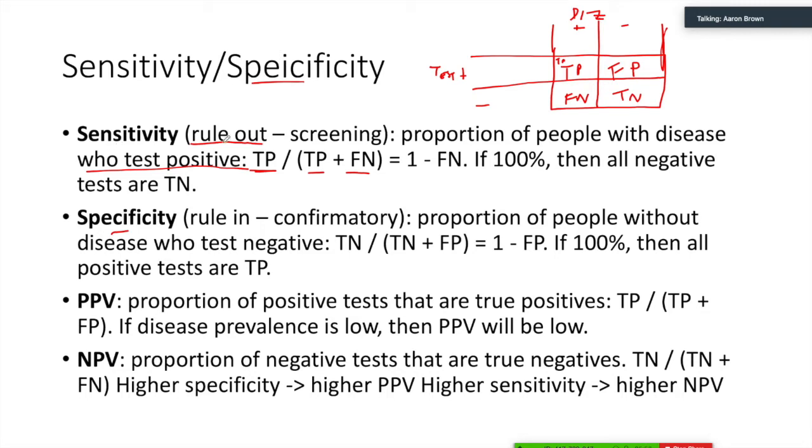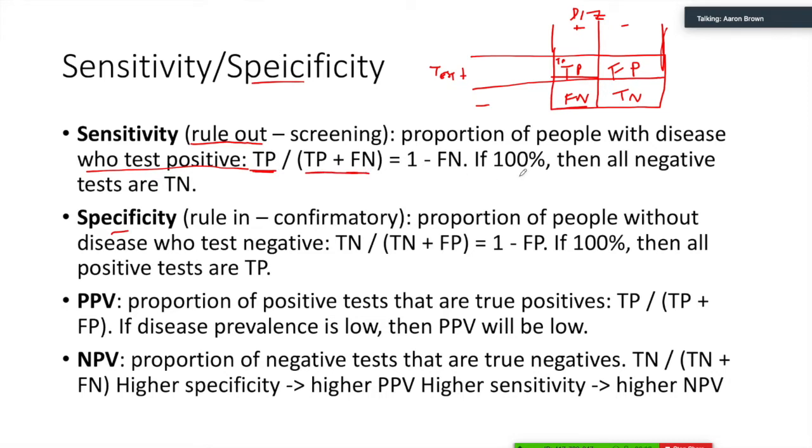Getting back into our sensitivity. So if we take all the people that have a true positive, and then we take the people who had a false negative and add that to the number of true positive, then that will give us the gross denominator of our sensitivity. So our sensitivity is going to be true positive over true positive plus false negative.